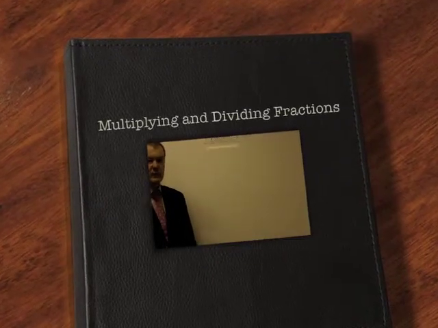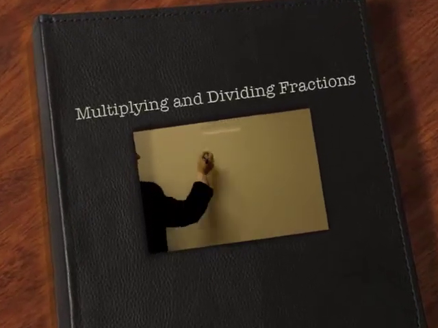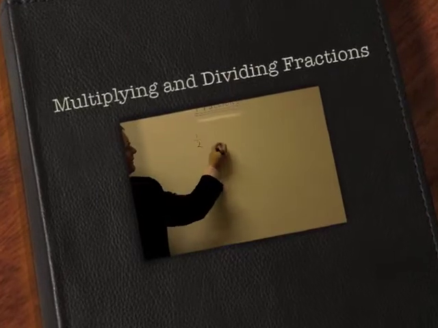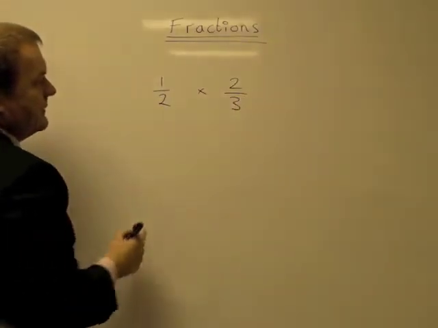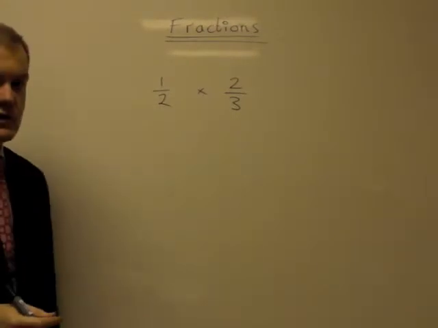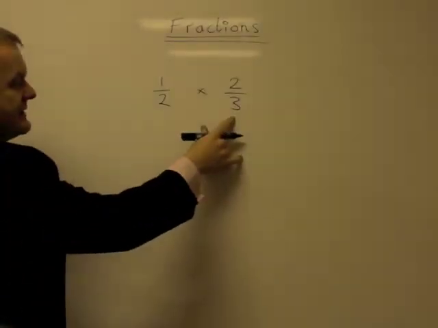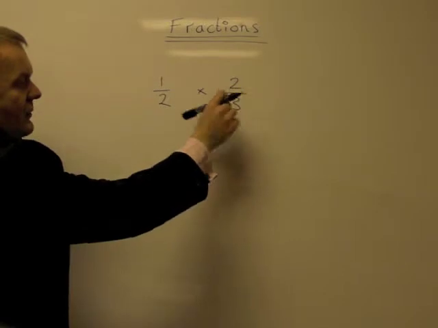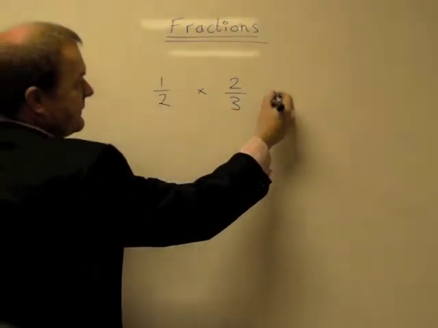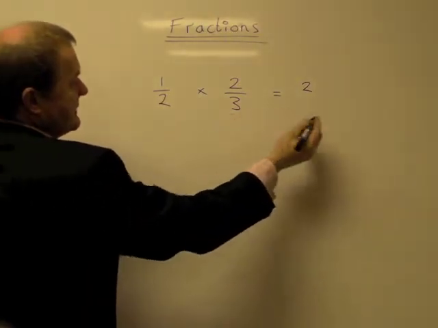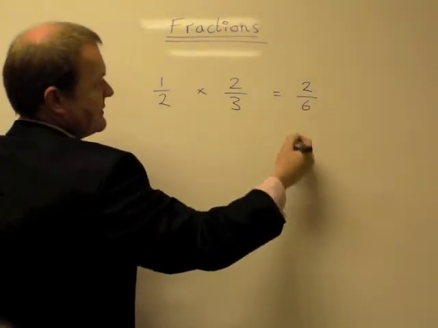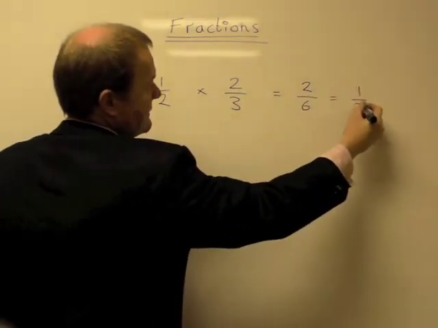Okay, so we're going to multiply fractions. A half times 2/3. So when you're multiplying fractions, you don't have to worry about getting your denominator the same. We're just going to times the top, and we're going to times the bottom. So 1 times 2 is 2, 2 times 3 is 6. So the answer is 2/6 simplified to 1/3.